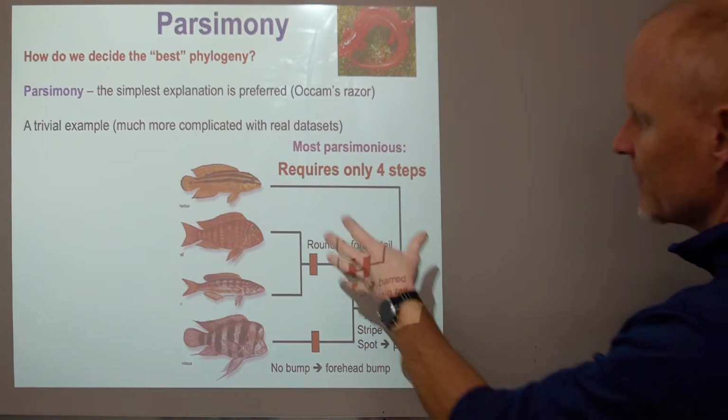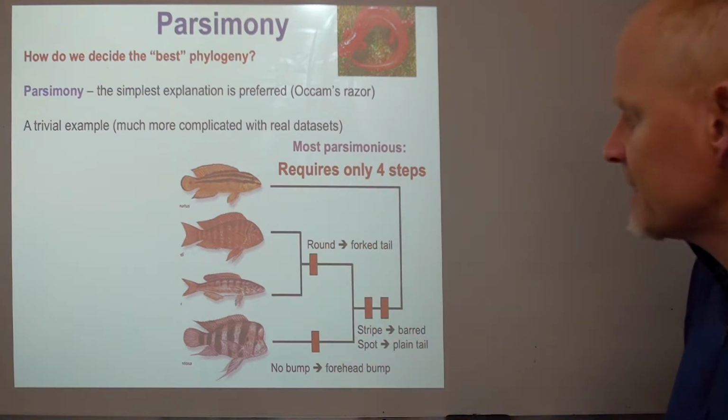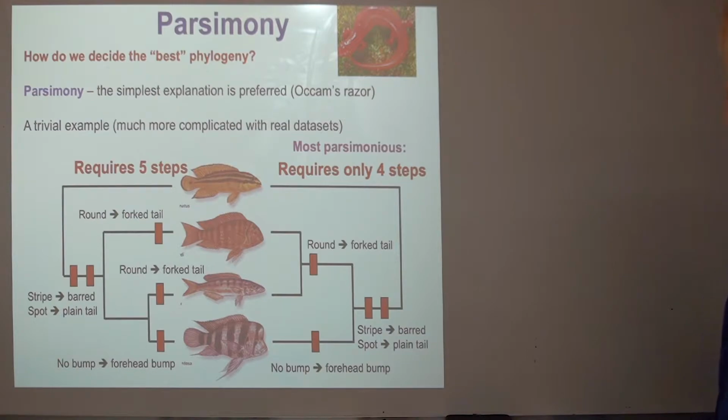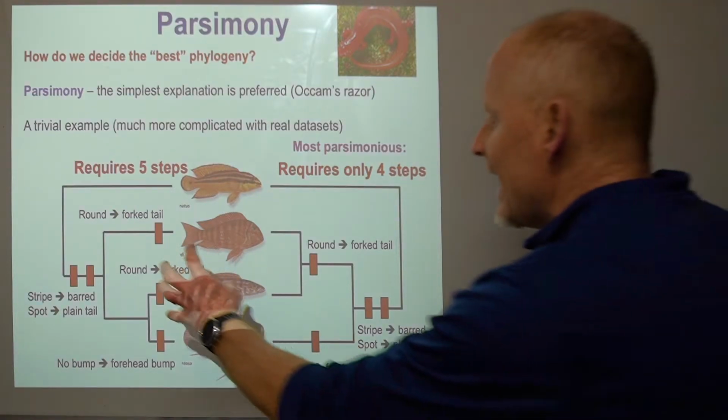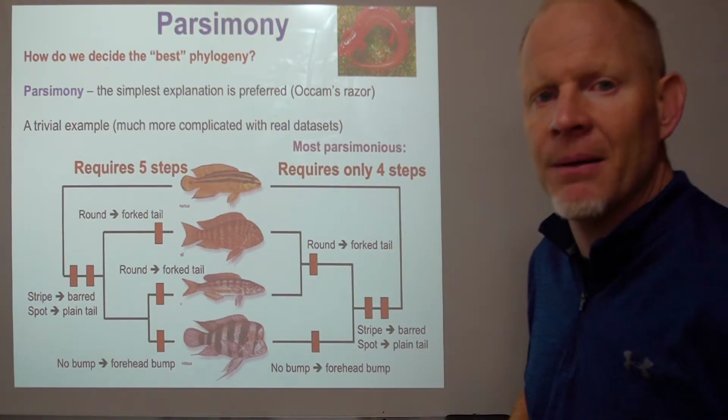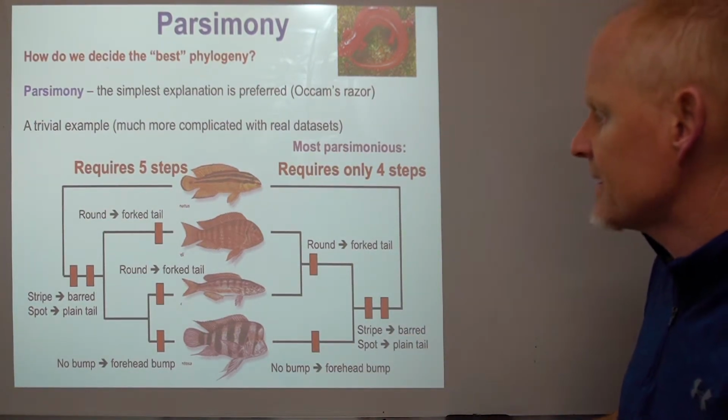So here is an example of some fish here, requires only 4 steps. I mean, you can make trees that require all kinds of steps, right? This one requires 5 different steps. So the one with 4 is the most parsimonious, is the one that we would publish. So the fewest steps, the best.